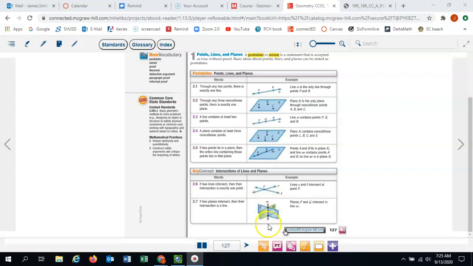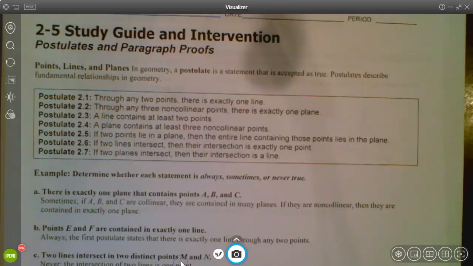a point. However, if two planes intersect, you can see plane F is the blue one, plane G is the green one, and where those two planes intersect, their intersection is a line, right? And so line W is the line of intersection between those two planes. So hang on to that idea, super important postulates. We're going to use some of those right now as we go through a few examples.